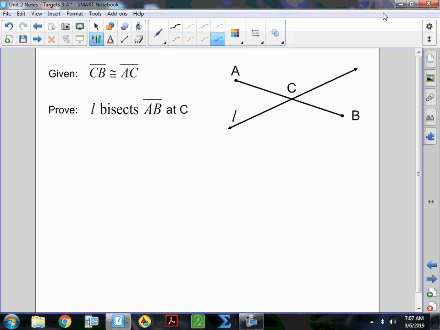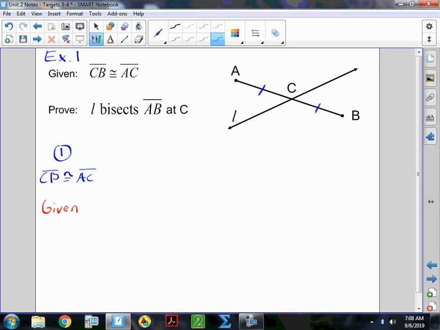Okay, so this is our first proof example. Given CB and AC are congruent. So we'll start with the given. And we can mark that on the diagram. As soon as we write it down, we know we're using it. So CB is congruent to AC.